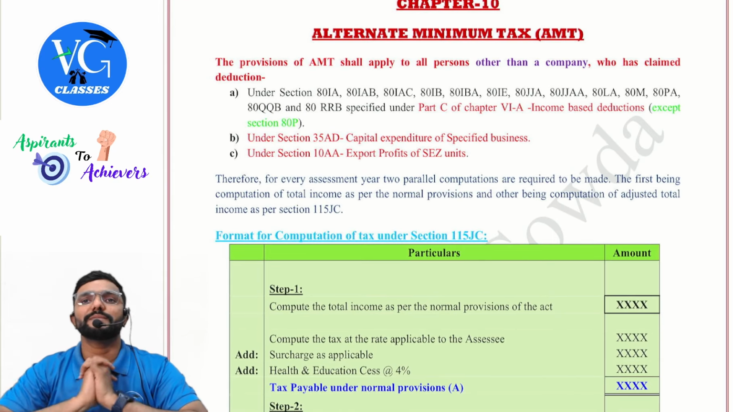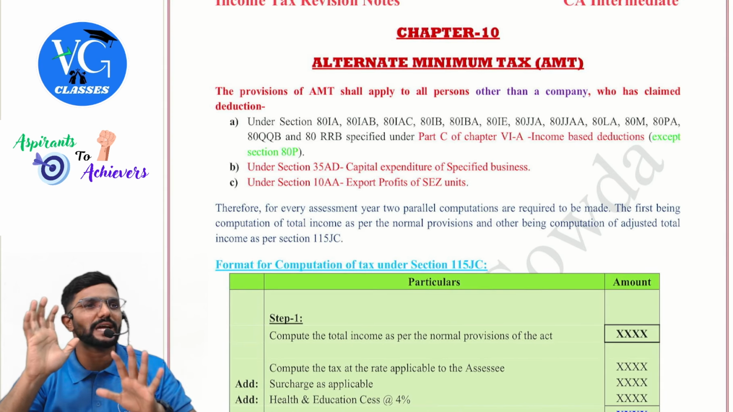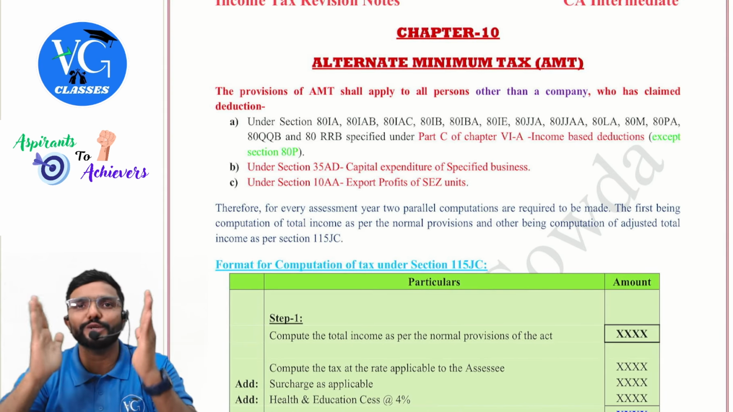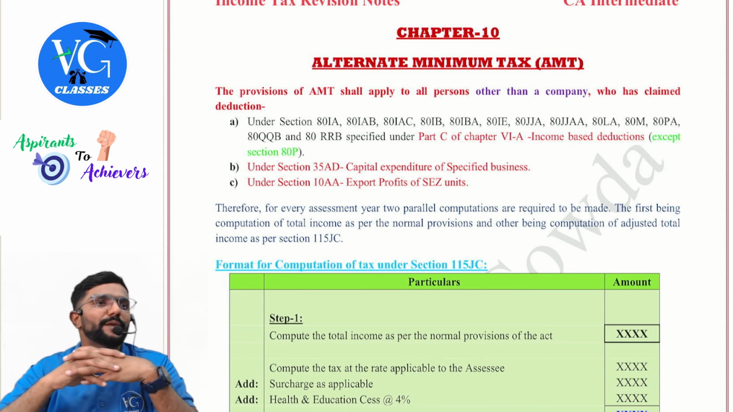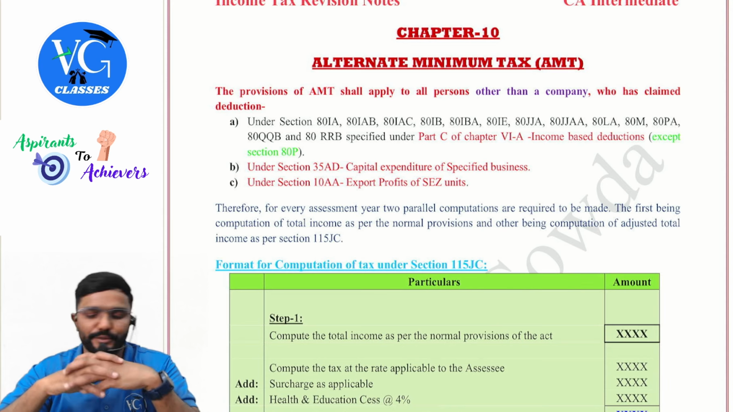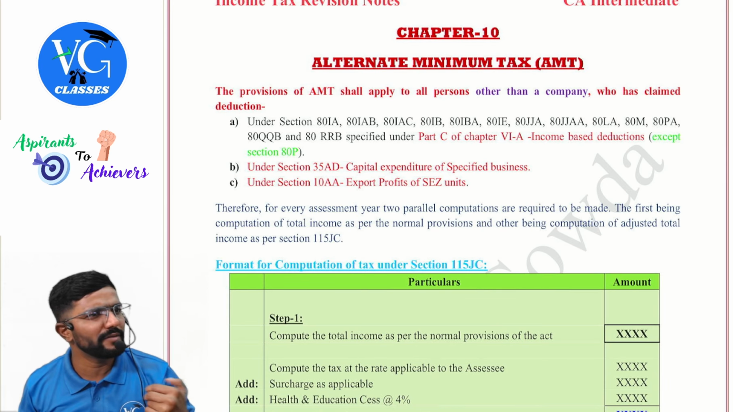Next, alternate minimum tax. Guys, as per my study material, it is a separate topic. But as per the ICAI study material, it is a part of the total income chapter itself. But as it is a special provision, I have made it a separate chapter. Yes, sir. When is AMT applicable? Is it applicable always? No.